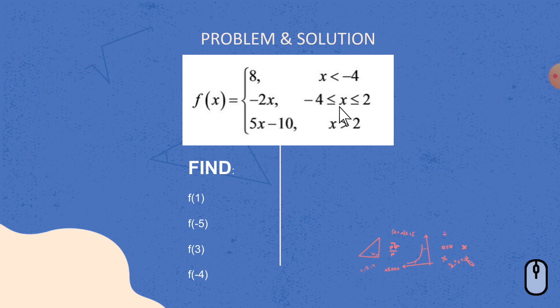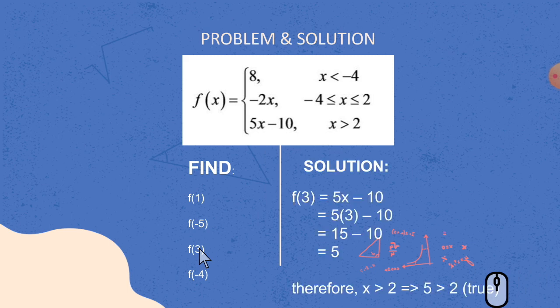Next, substitute natin si 3 dito. So, 3 is greater than negative 4. So, tama. But less than or equal to 2. So, mali. Next, 3 is greater than 2. So, tama. Ang gagamitin nating function is the f of x is equal to 5x minus 10. So, ito yung gagamitin nating formula kay f of 3.